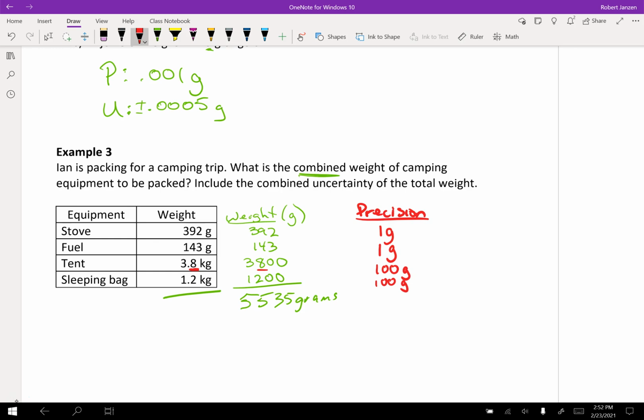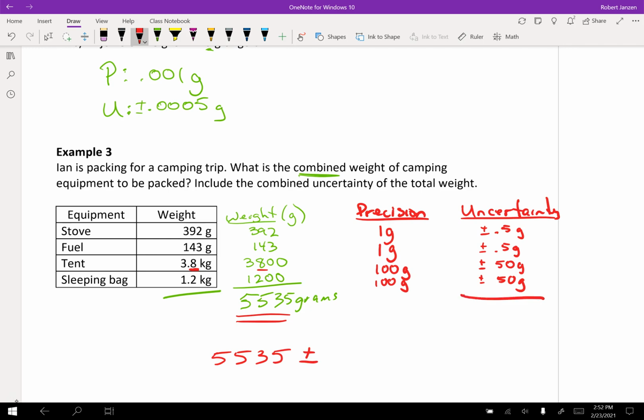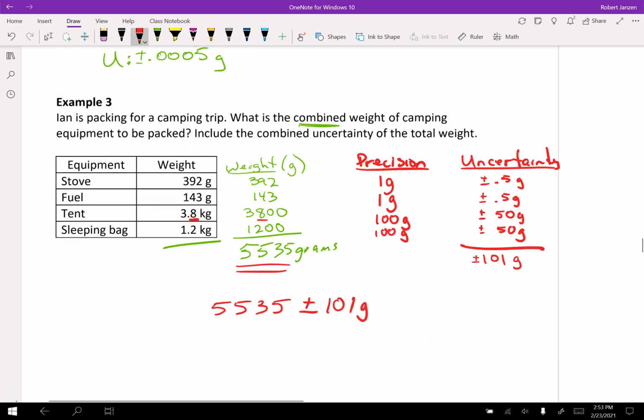Okay, so what is the uncertainty? So this one is plus or minus 0.5 grams. This one is plus or minus 0.5 grams. This one is plus or minus, what's half of 100? 50 grams. This one is plus or minus 50 grams. So, when I look at this total measurement, it's 5,535 grams plus or minus, let's add up the uncertainty. You end up with 101 grams. So that's what the uncertainty is here. Okay, we kind of look at the extremes. What's the most it could be? It could be 101 grams too heavy or 101 grams too light.